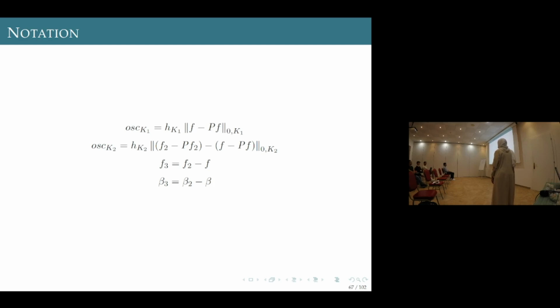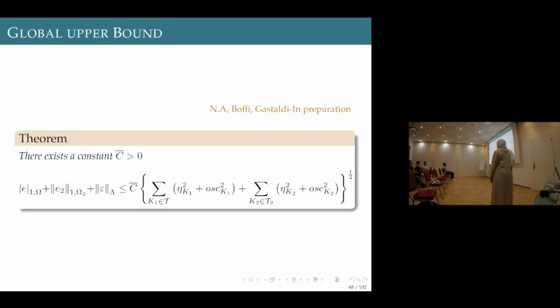There are some oscillation terms that will appear, and those are some higher order perturbation of the data, or some people call them correction terms. For short notation, I will write OSC for the oscillation term in K1 and in K2. Then in this, hopefully finished soon, paper, we proved the reliability bound, or the global upper bound, that the correct norms of the errors are bounded by the indicators and some higher order perturbation of the data.